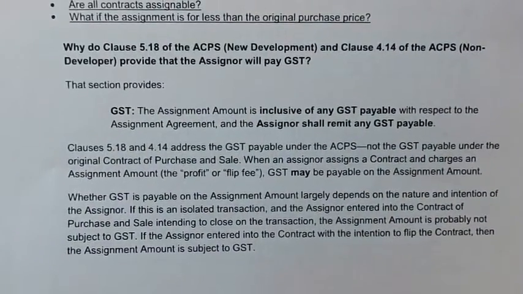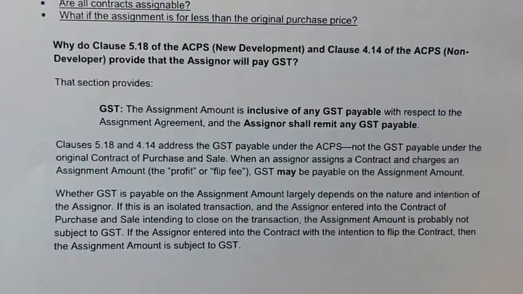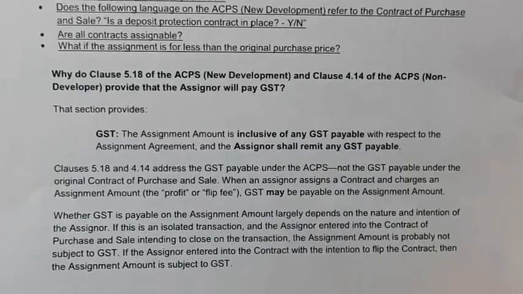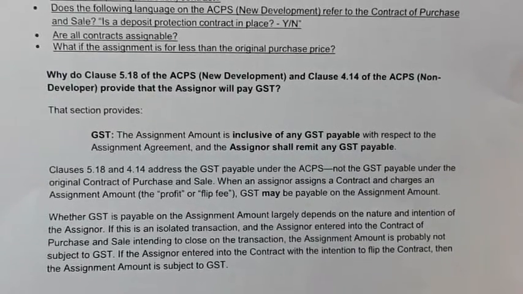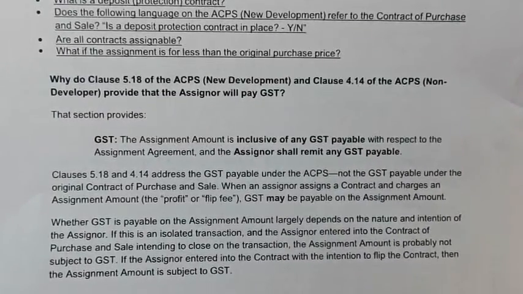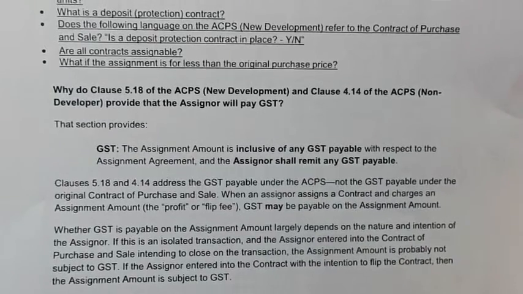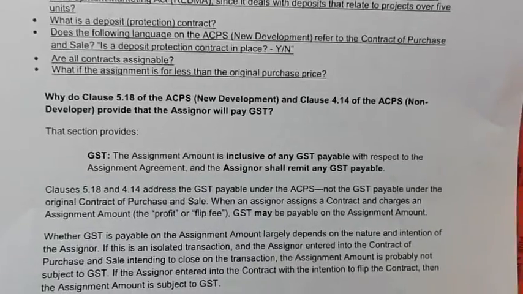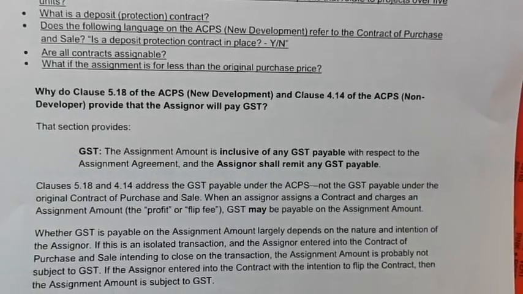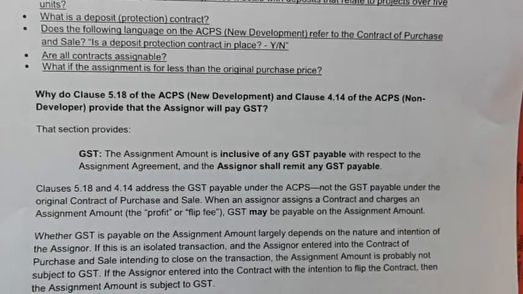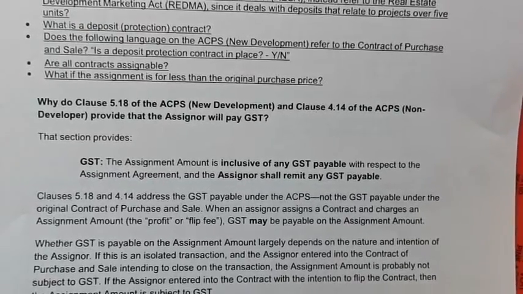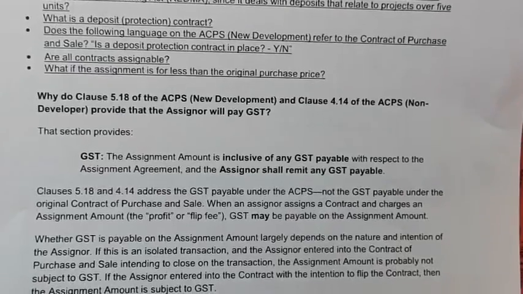Why do Clause 5.18 of the ACPS New Development and Clause 4.14 of the ACPS Non-Developer provide that the assignor will pay the GST? That section provides GST, the assignment amount is inclusive of any GST payable with respect to the assignment agreement, and the assignor shall remit any GST payable.